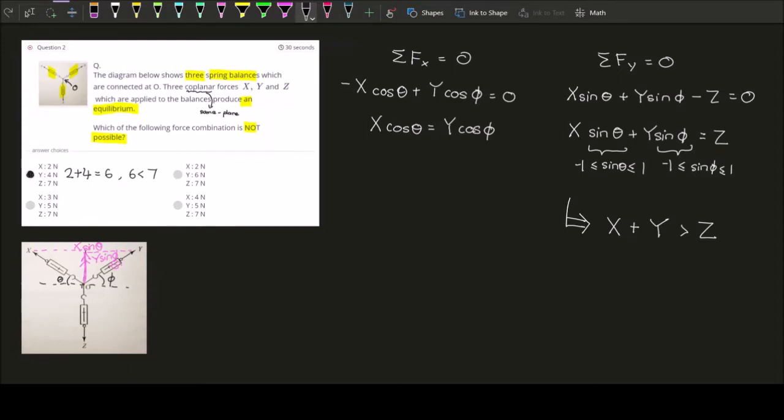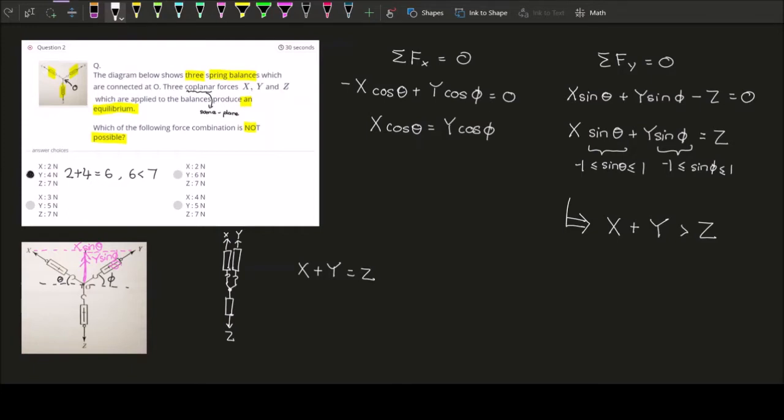Okay, another way of thinking about it is if you change the spring balance to be vertical, something like this, and you change y to be vertical as well, something like this. Then you connect to the same dot, and you connect to z. Then for sure you know if it's in equilibrium, then x plus y must be equal to z.